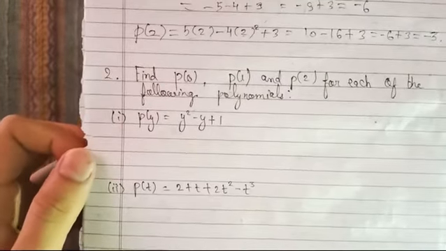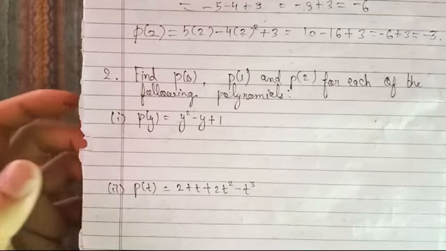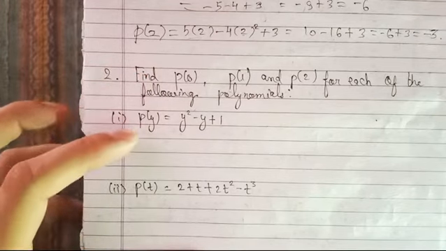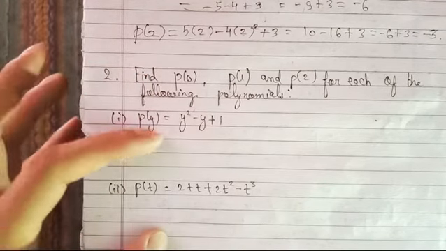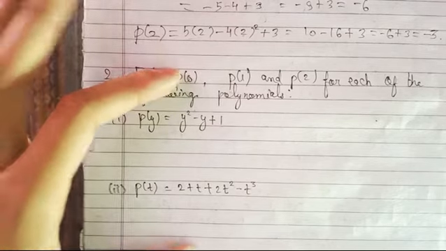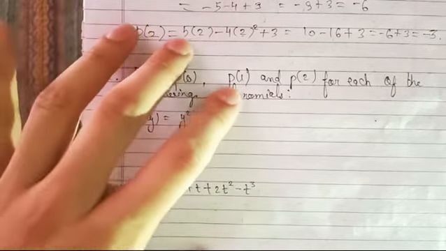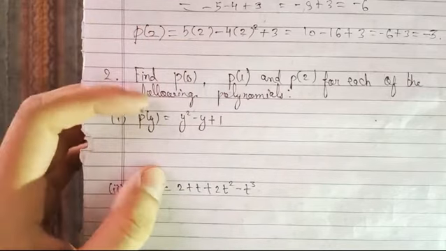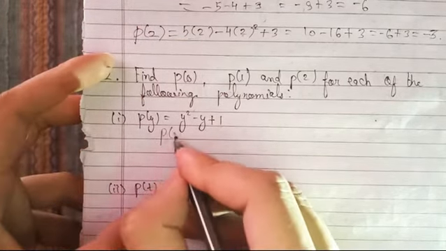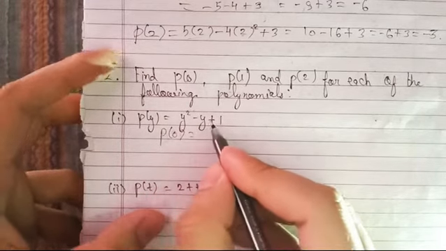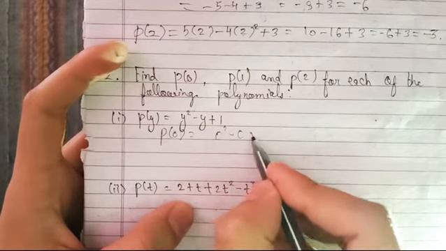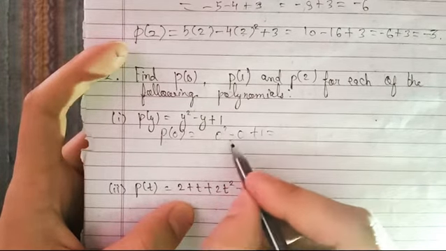Now question number 2, find P(0), P(1) and P(2) for each of the following polynomials. That means P(y) is given to us, the polynomial is given in terms of y. We have to put 0 first, then 1, then 2, and then find their values. So when we put 0, P(0) is equal to, wherever y is written we will put 0. So 0 square minus 0 plus 1, it will become 1.